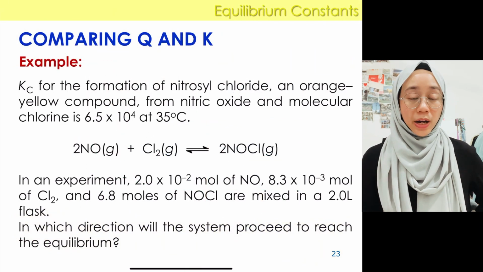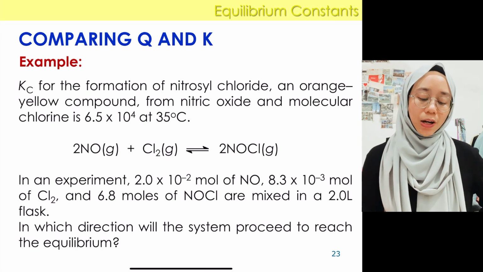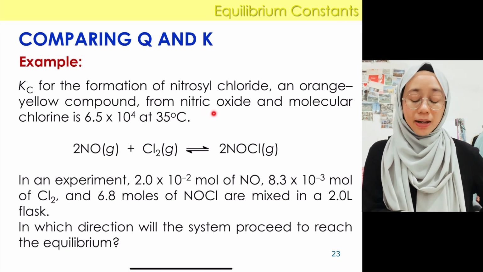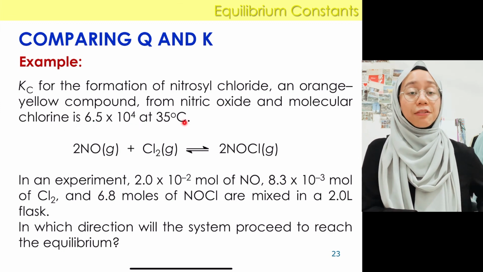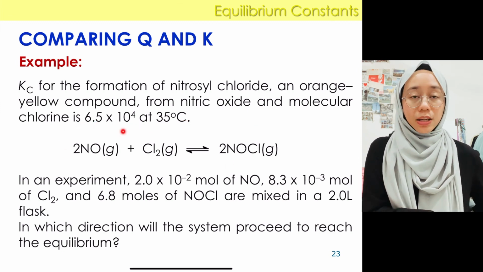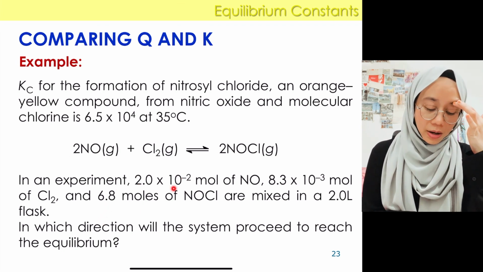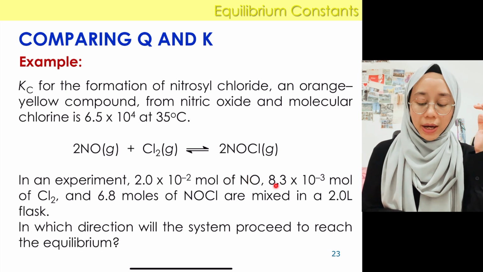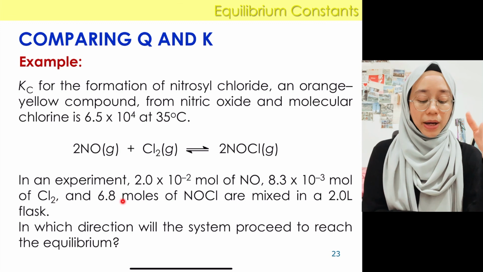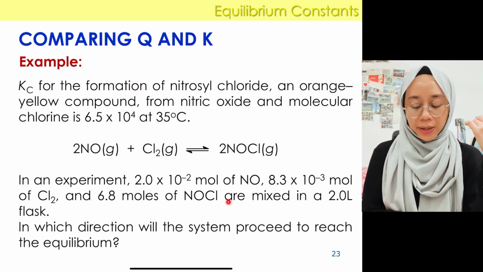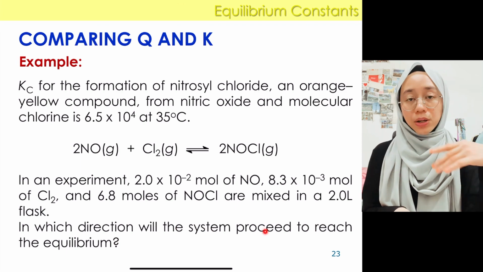Okay, so example, so let's say kita ada Kc for the formation of nitrosyl chloride, an orange yellow compound, from nitric oxide and molecular chlorine is 6.5 × 10^4 at 35 degrees Celsius. So this is the given equation to you. So in an experiment, 2 × 10^-2 mole of NO, 8.3 × 10^-3 mole of Cl2, and 6.8 mole of NOCl are mixed in a 2-liter flask. So in which direction will the system proceed to reach equilibrium then?